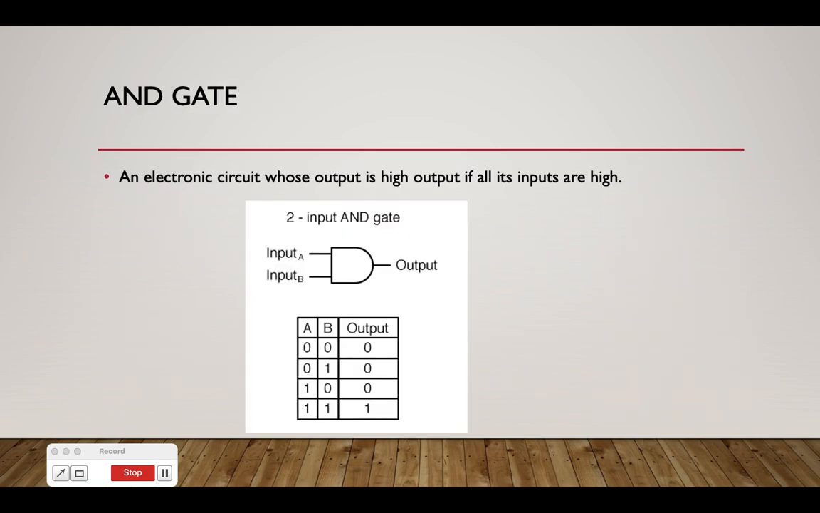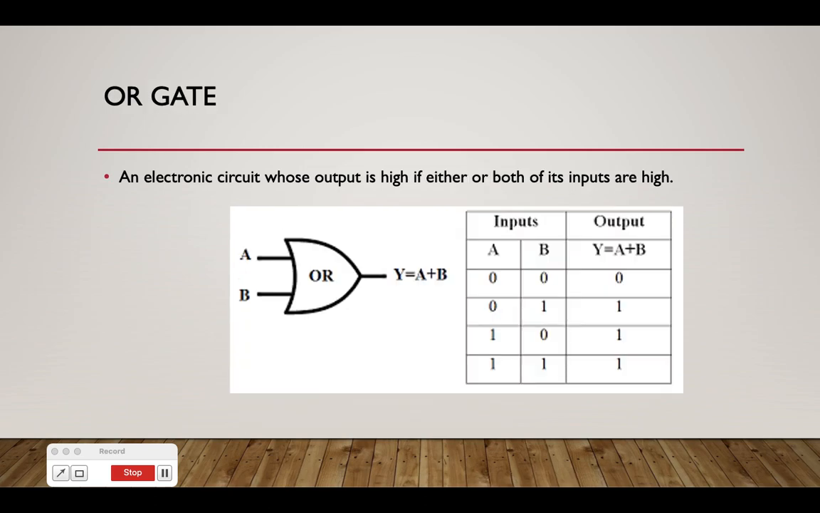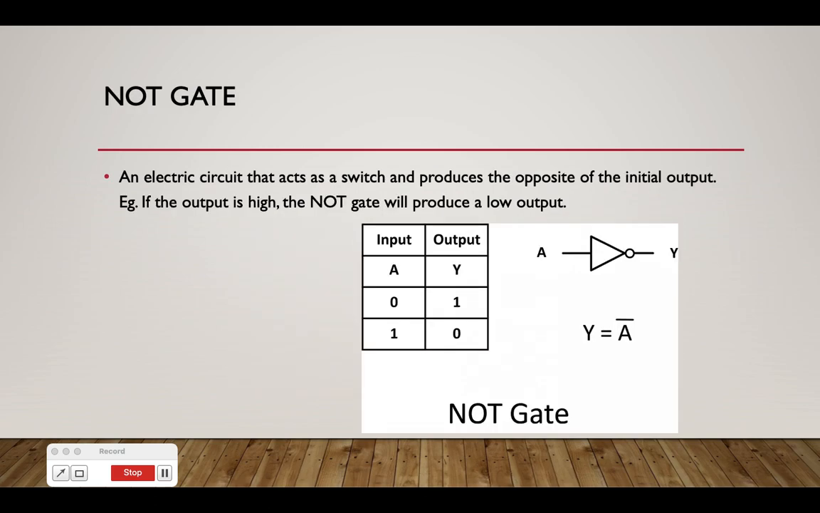Next, we have the AND gate. It's a circuit whose output is high if its inputs are high. We have the OR gate. It's a logic gate whose output is high if either or both of its inputs are high. Next, we have the NOT gate. It acts as a switch and produces the opposite of what was initially input. If the input is high, the NOT gate will produce a low output.